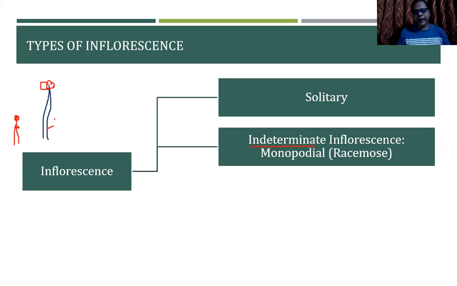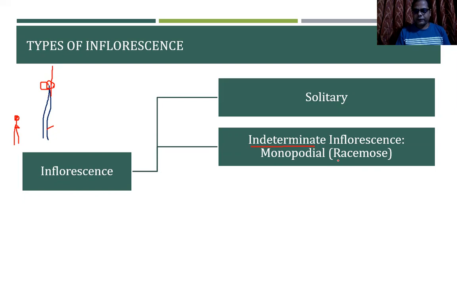So what is happening here is that when we talk about the indeterminate, the oldest flower is coming towards the lower part, and the youngest flower is coming on the top. That means that this particular peduncle has got an opportunity to grow further. That is why it is called indeterminate. It will keep on growing. Younger flowers will keep coming on the top, and this peduncle will keep on growing. That is why it is called the indeterminate kind of inflorescence.